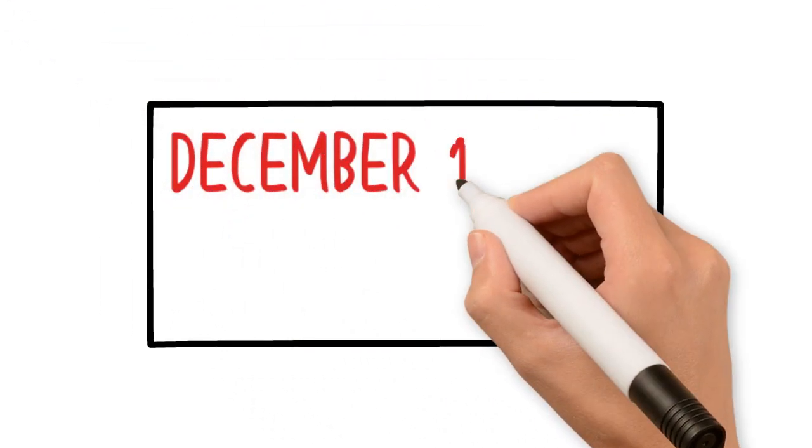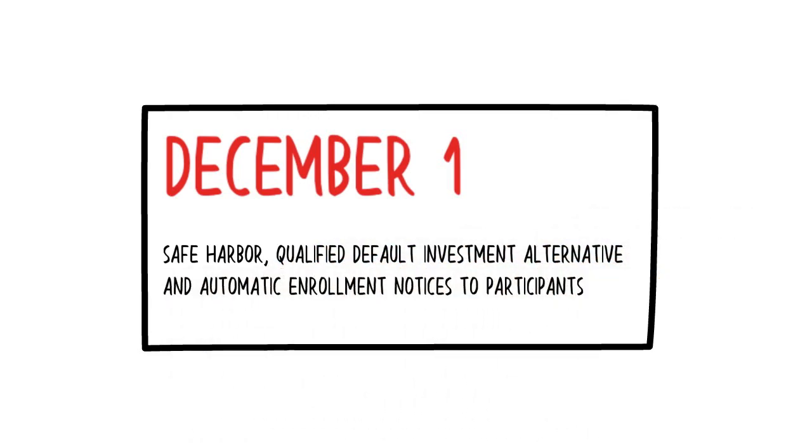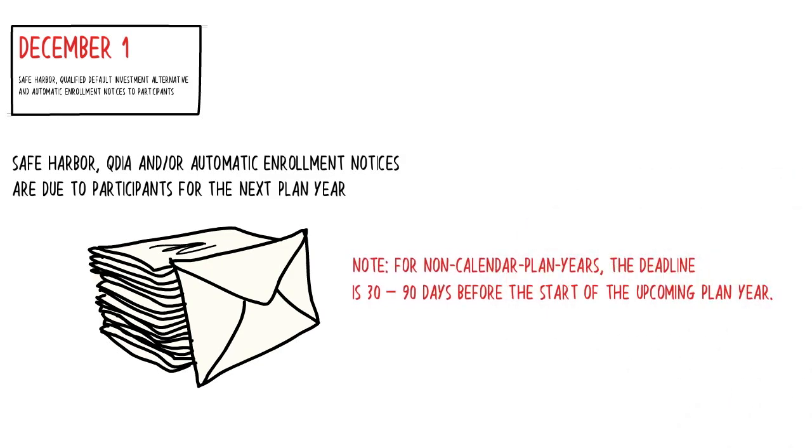December 1st. Safe Harbor, Qualified Default Investment Alternative, and automatic enrollment notices are due to participants for the next plan year. For non-calendar plan years, the deadline is 30 to 90 days before the start of the upcoming plan year.